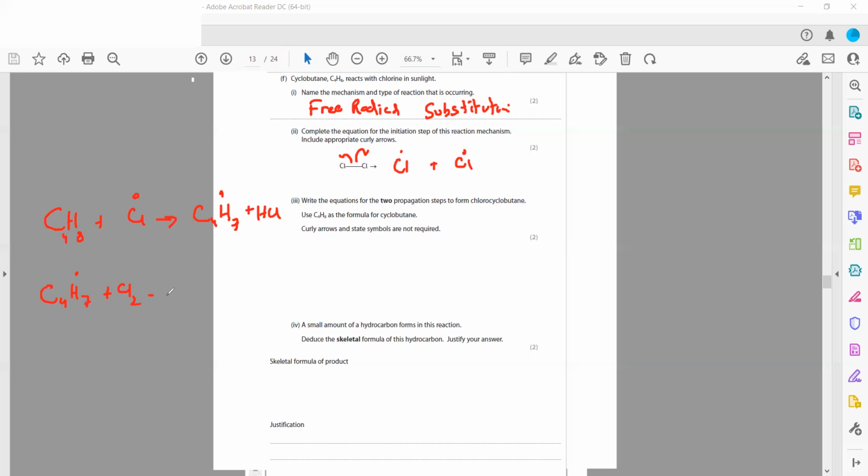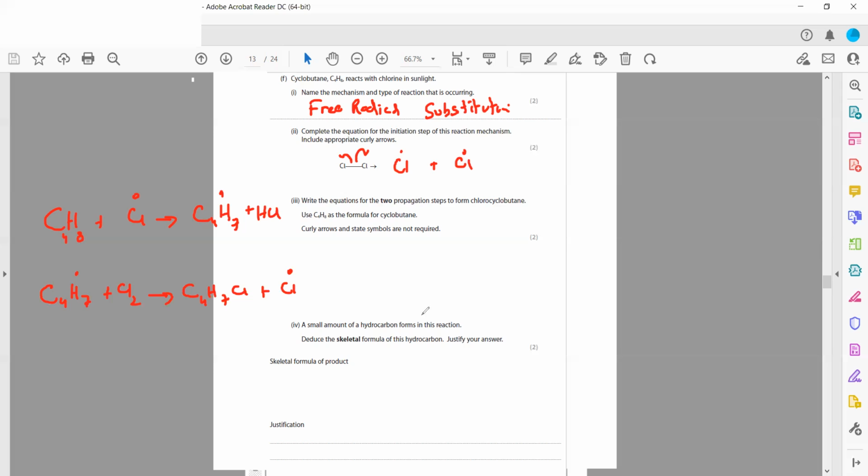And then this C4H7 radical reacts with a chlorine molecule. As a result, it will produce C4H7Cl plus a chlorine radical. So this is what happens in a propagation step. Then the last one, basically what happens in a termination step: all the free radicals combine with each other to give a molecule.